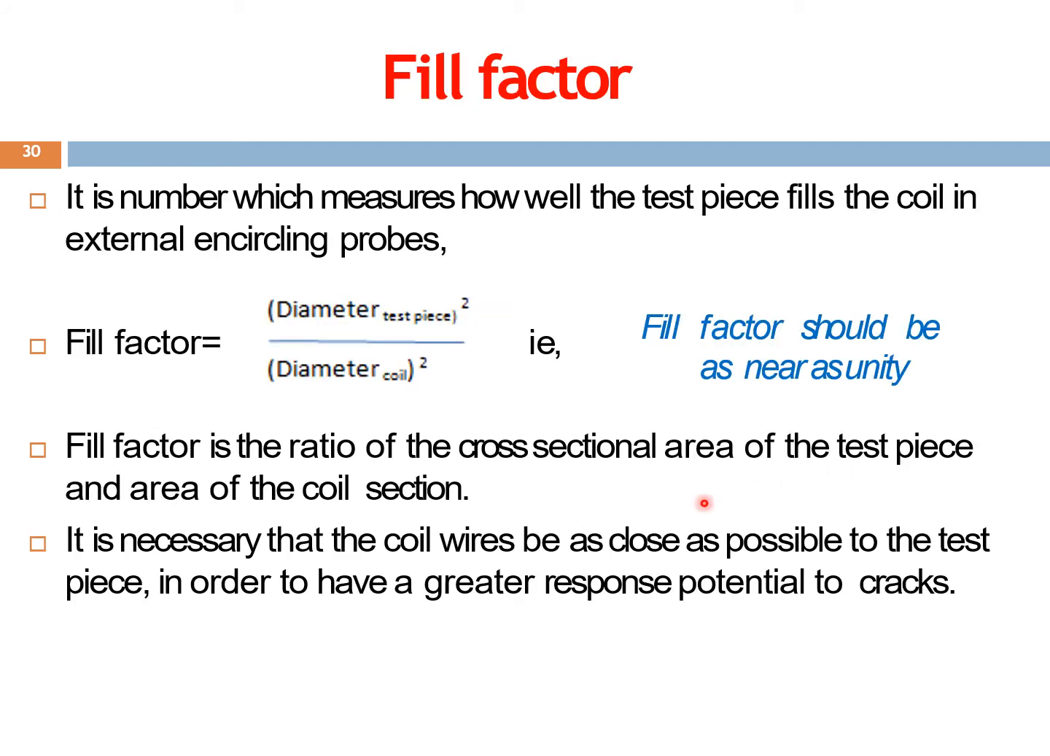Now what you call fill factor. Fill factor is an important criterion. It is the ratio of the cross sectional area of the test piece and the area of the coil section. So we can identify it as a formula: diameter of the test piece divided by diameter of the coil, the whole square. The fill factor value should be close to unity, which means the coil wire should be as close as possible to the test piece.